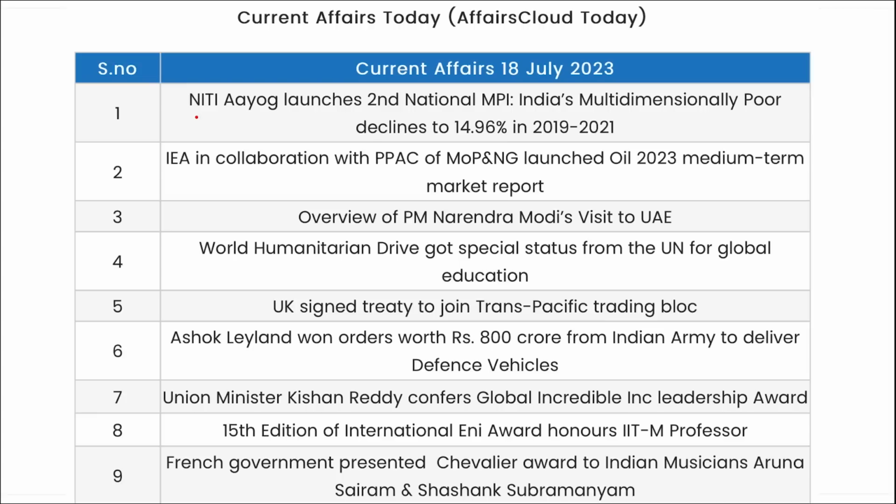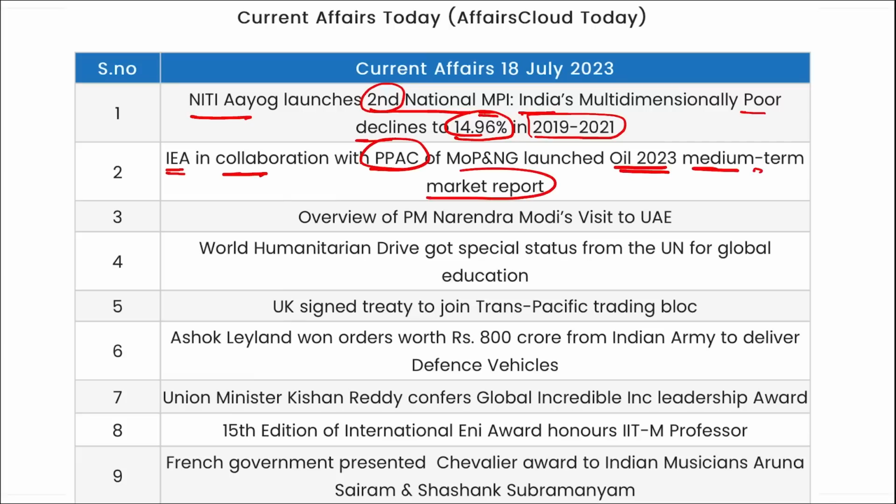Now let's move to some revision part. Niti Aayog launched the second edition of the National MPI, that is Multidimensional Poverty Index, and it stated that India's poor declined to 14.96 between 2019 to 2021. IEA, in collaboration with PPAC, launched the Oil 2023 medium-term market report that suggested an increase of 6% in demand from 2022 to 2028. Then Prime Minister Narendra Modi's visit to UAE was discussed; the main important thing you can remember here is that trade transactions between India and UAE will now be settled in rupee instead of dollar.